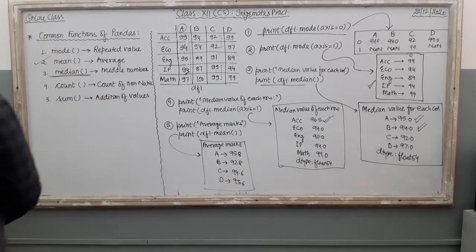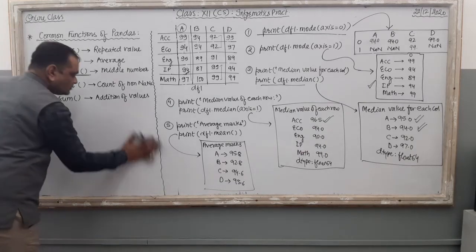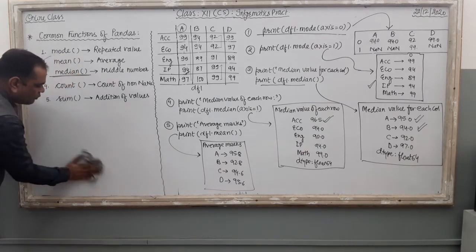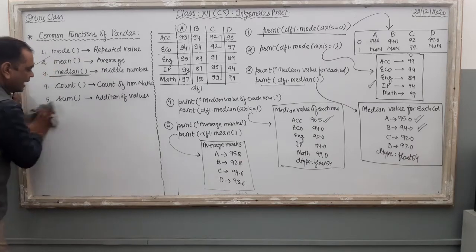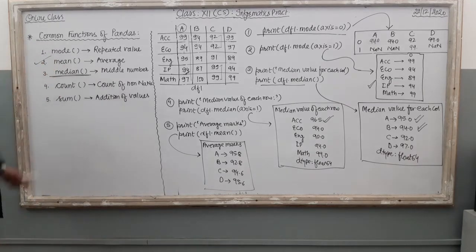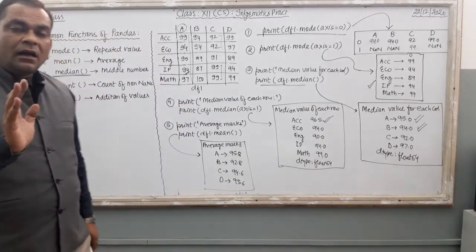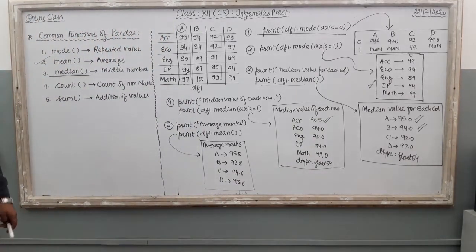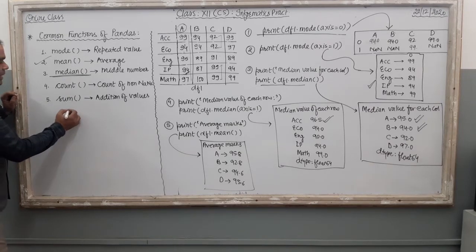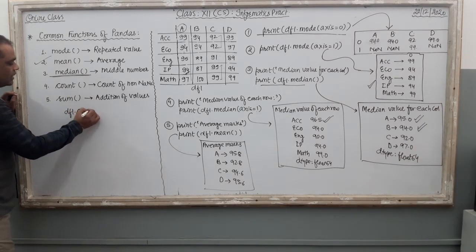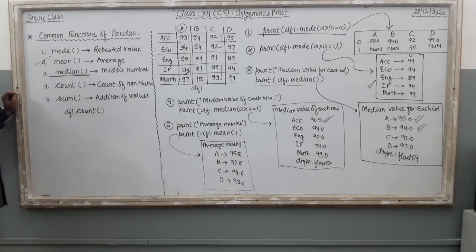Now the next function is count. Right? What is there in the count function? Count means it is going to count the total number of records other than NaN. Suppose I am using this one. My command is df1.count and then this. Right? By default it works on this particular axis.